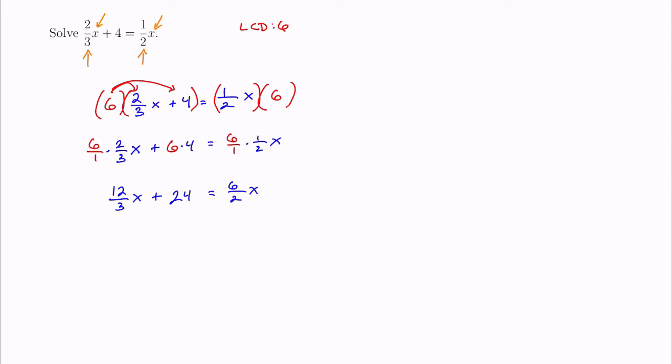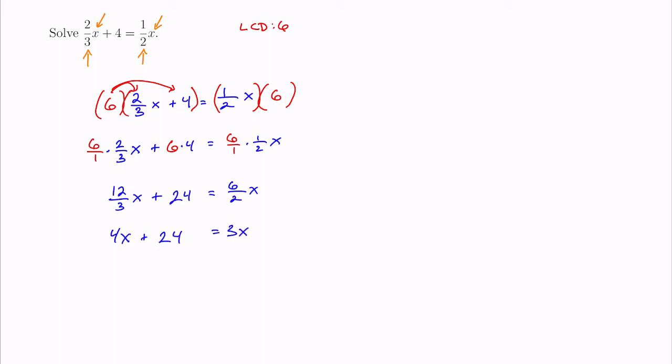Now the reason we picked to multiply by 6 is those two fractions that we are still left with, 12 over 3 and 6 over 2, those will reduce down to whole numbers. 12 over 3 is the same thing as 4. 6 over 2 is the same thing as 3. So this equation will become 4x plus 24 equals 3x.